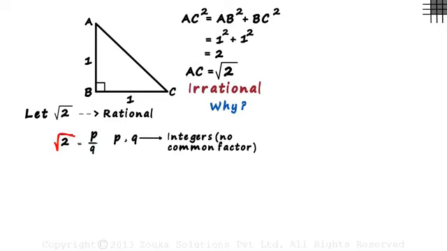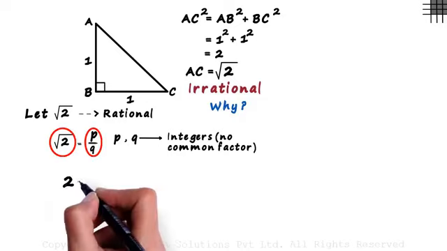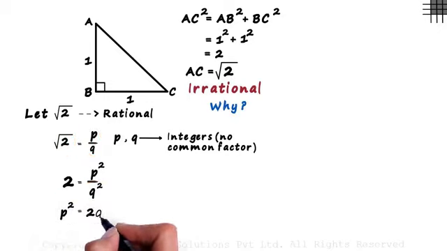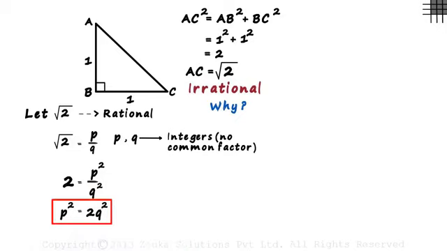How do we eliminate the radical now? To eliminate the root sign, we square both sides. So 2 equaled p squared by q squared. Transposing q squared to the other side, we got p squared equal to 2q squared. This gives us a very important result, and let's call it our first equation.